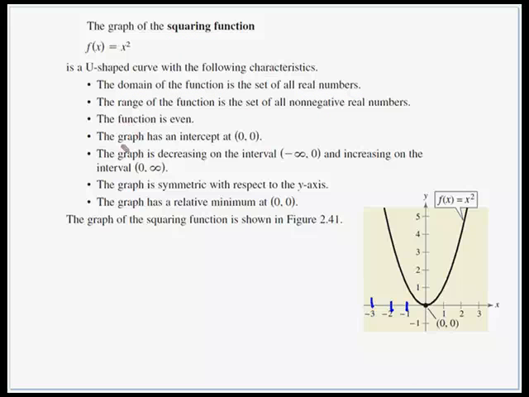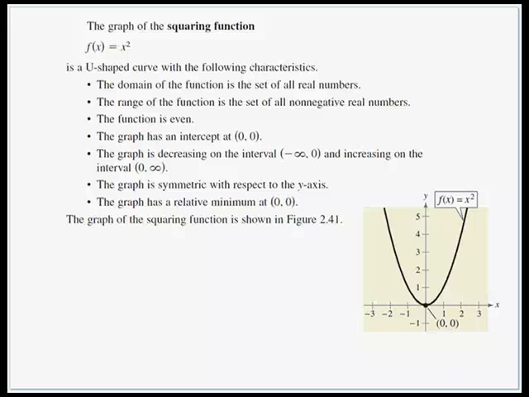It's an even function. We have an intercept right at the origin, 0, 0. It's decreasing on the left-hand side. Here in quadrant 2, the function is going downhill as we look at x values from left to right. And then it's increasing from 0 to infinity. Once we get past the origin, now we're going uphill. It's increasing forever after that.